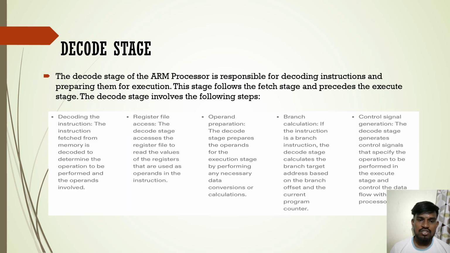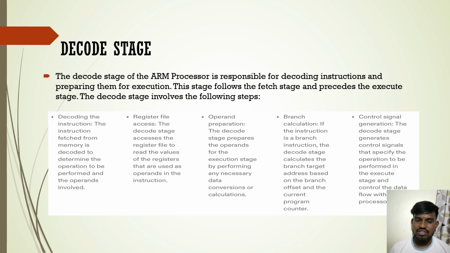Decode stage. The decode stage of the ARM processor is responsible for decoding instructions and preparing them for execution. This stage follows the fetch stage and precedes the execute stage. The decode stage involves the following steps. Decode the instruction. The instruction fetched from memory is decoded to determine the operation to be performed and the operands involved. Register file access. The decode stage accesses the register file to read the values of the registers that are used as operands in the instruction. Operand preparation. The decode stage prepares the operands for the execution stage by performing any necessary data conversions or calculations.